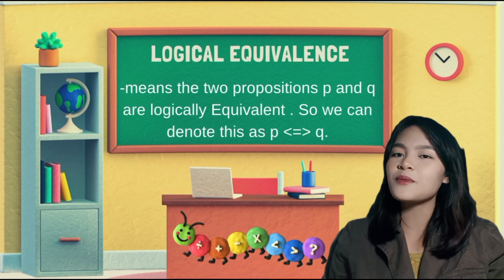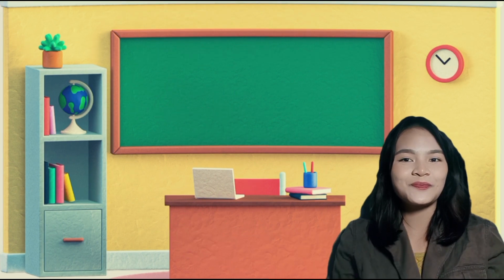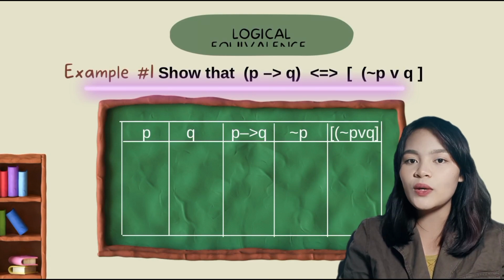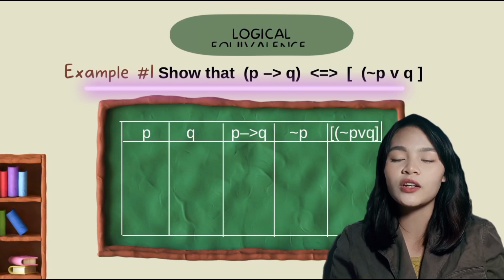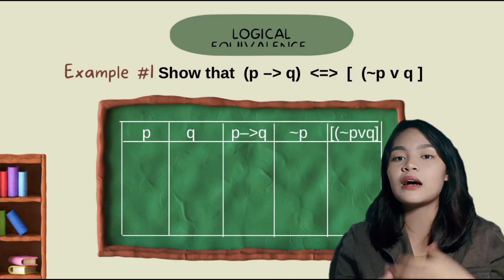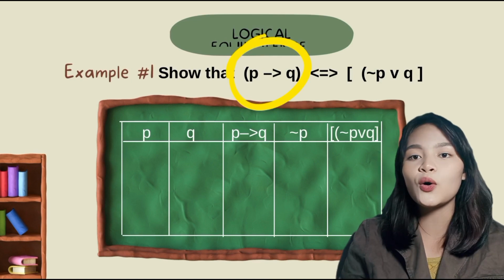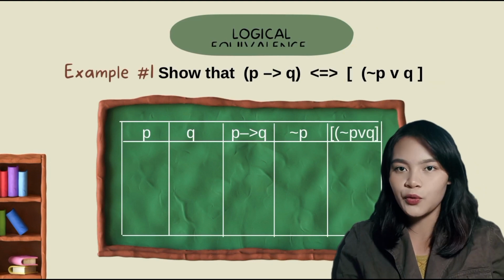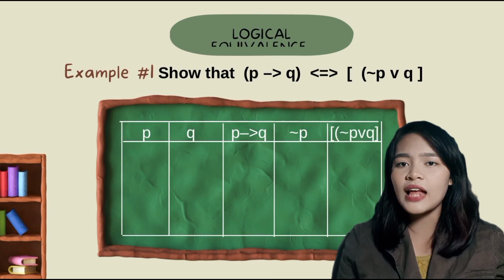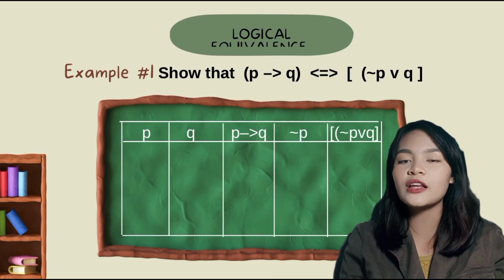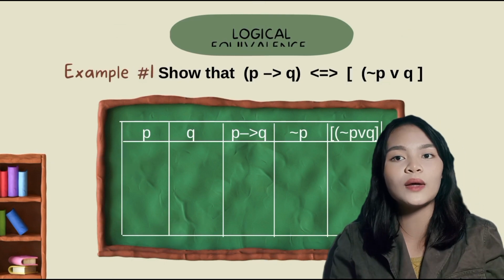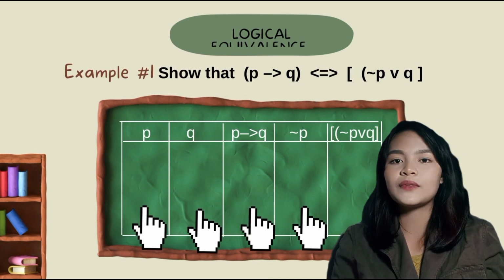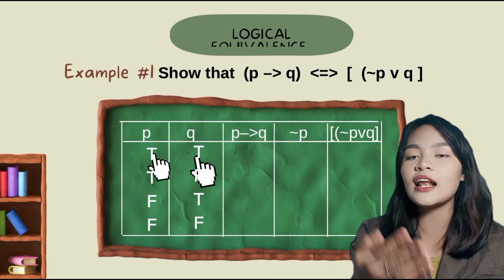Now, let's put it in examples to know more about it. Shall we? So, example number 1. Show that P implies Q is equivalent to not P or Q. So, kailangan natin makita na truth values nitong una is pareho sa pangalawa. That's all what we need to prove. So, anong gagawin natin? Of course, gagawa tayo ng truth table at since may dalawa tayong propositions, 4 columns yung gagawin natin. Now, standard na po itong nasa unahan, alam na natin yan.